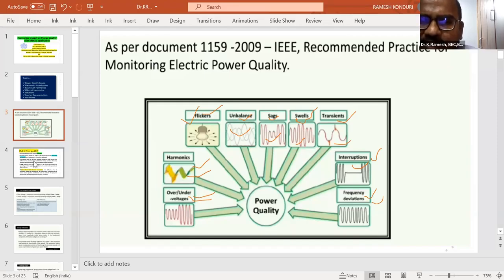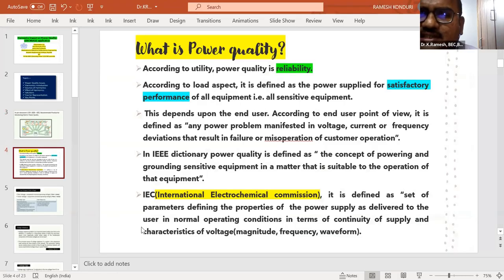As far as power quality is concerned, according to the utility point of view, power quality is the reliability. Reliability means whenever power is needed, it should be supplied. So according to the utility point of view, power quality is defined as reliability. Whenever the power requirement is there, it should be in a position to supply the power.